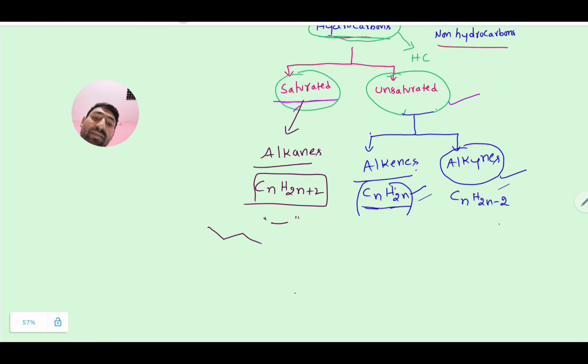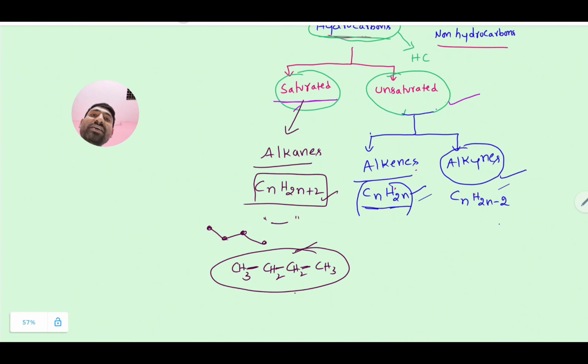For example, if you take a molecule like this, there are 1, 2, 3, 4 carbons. We know that every carbon can make 4 bonds. Here there is only one bond, so it is CH3. Here there are 2 bonds, so CH2. Here CH2, here CH3. This compound contains only hydrogen and carbon with single bonds and follows the CnH2n+2 rule. That's why this compound is called a saturated hydrocarbon.